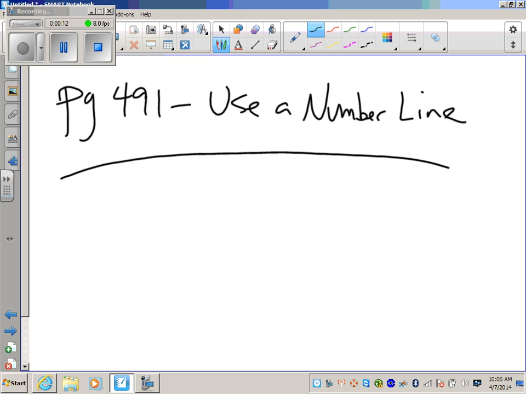What is a number line, first of all? Besides a line with numbers on it. Line goes both ways. Okay? Wouldn't be a number line unless we put arrows on either end. Arrows tell us that it goes in either direction without end.